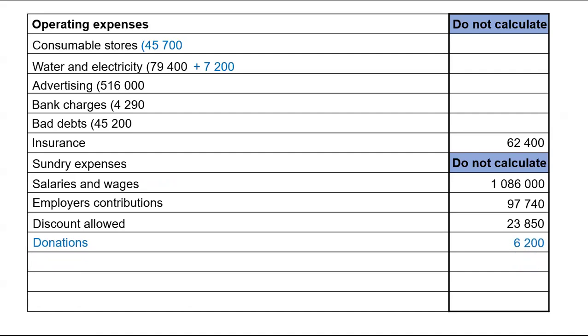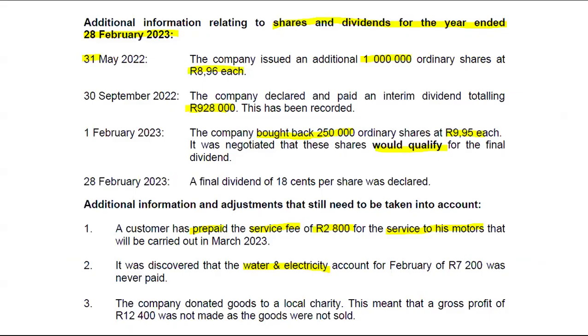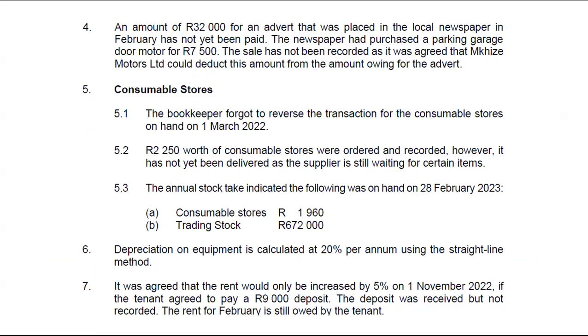You see, guys, this is easy, eh? Yeah, easy. Just remember the basics and then trust me, you'll flow like water. Now, number 4, it says an amount of 32,000 for the advert that was placed in the local newspaper in February has not been paid. So first of all, that affects advertising, right?